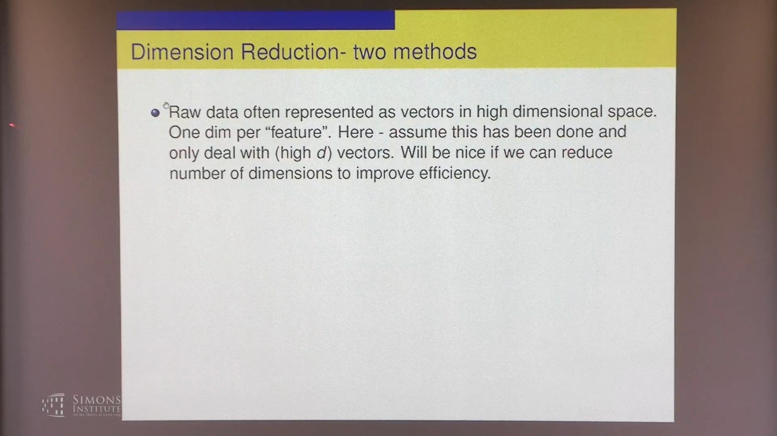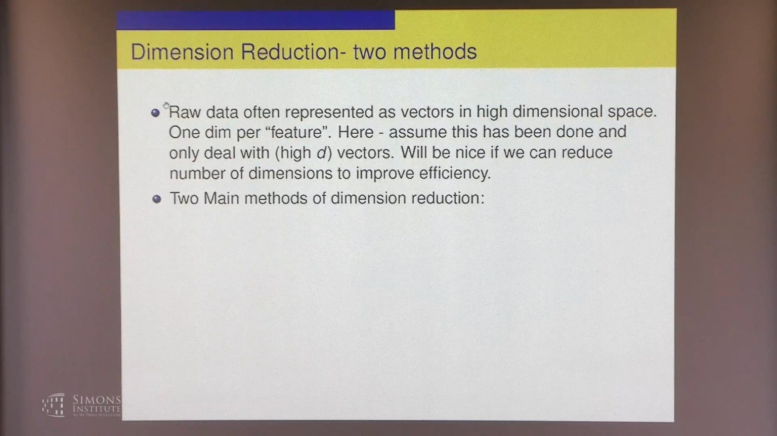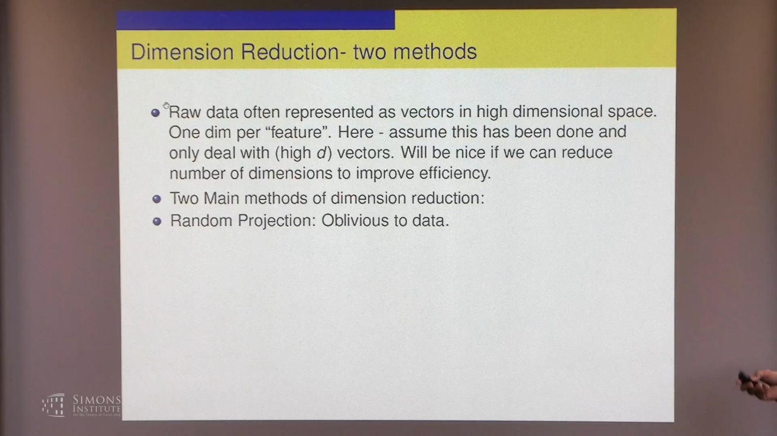It will be nice if we can reduce the number of dimensions. The overt aim is to improve efficiency, but there are other things it is useful for. Right now we look at dimension reduction as a way of getting more efficient algorithms because the number of dimensions goes down. There are two main methods of dimension reduction. One is random projection, a la Johnson and Lindenstrauss. This is oblivious to the data, so the projection is independent of what the data is.